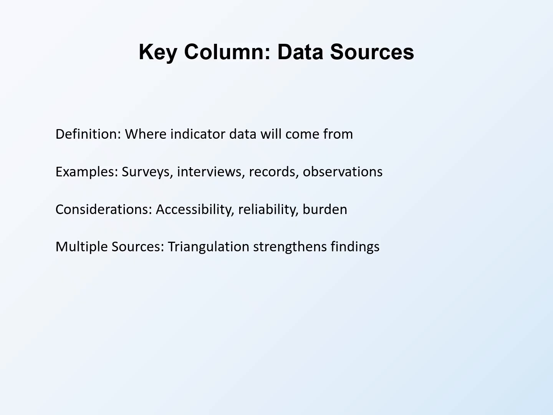Interview and focus group data sources gather qualitative information from selected individuals or groups. Specify who will be interviewed, how many, and how they will be selected. Observation data sources involve direct observation of program activities. Specify what will be observed, by whom, and using what protocols. Existing instruments or administrative systems should be named specifically if you will use established measures or access existing databases.